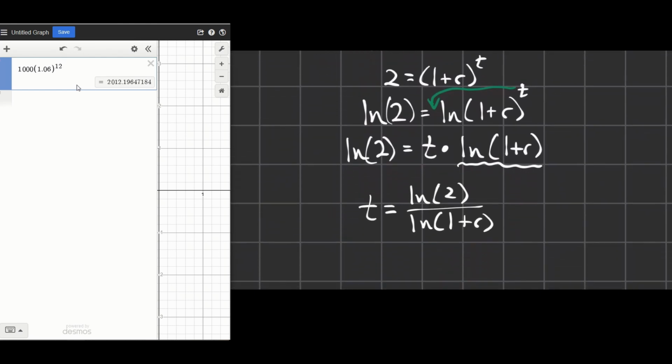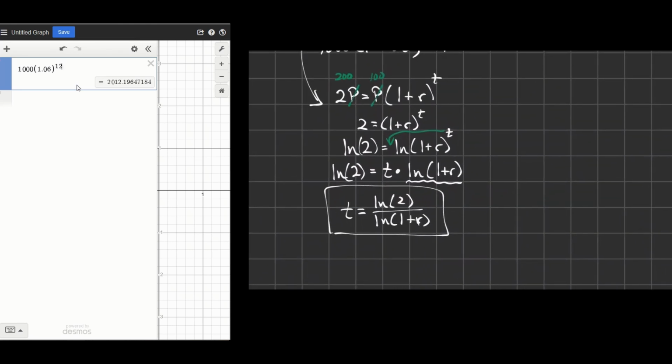Now, an important thing to note here is that this is the exact doubling time. So we said that the rule of 72 was an approximation. You can use this formula to figure out the exact amount of time it would take an investment to double given a particular annualized return. So for example, let's go back to our 6% return situation. If I wanted to figure out the exact doubling time, I could put in 6% for the r.